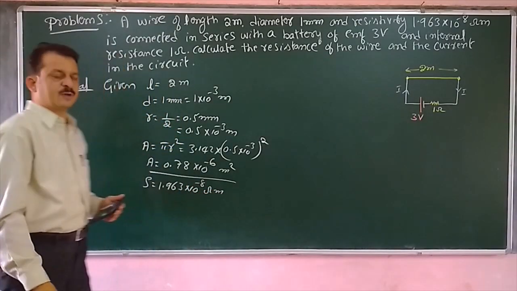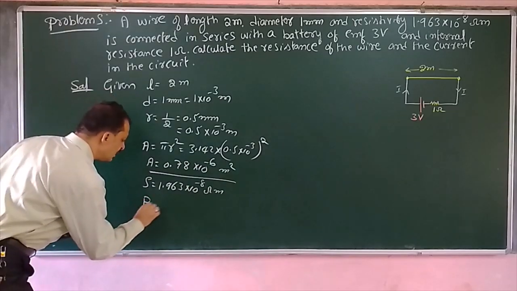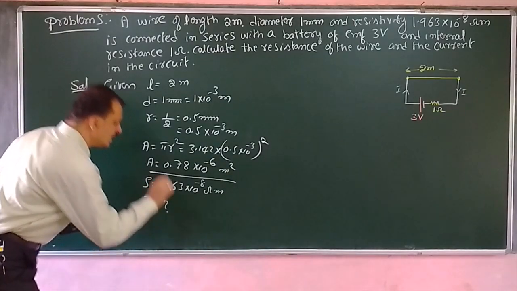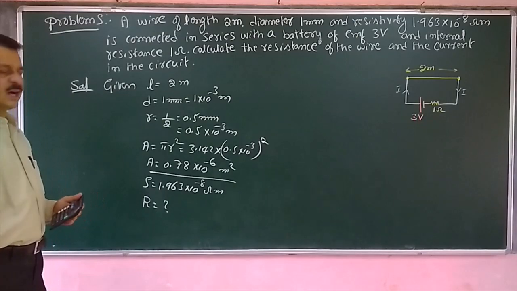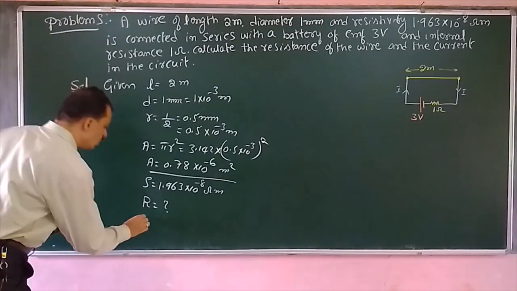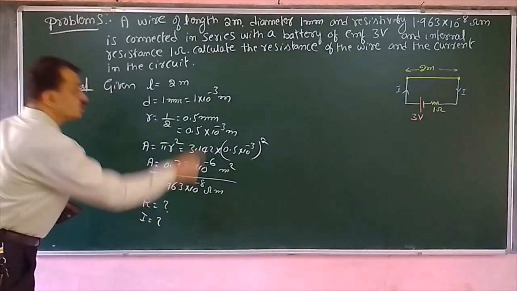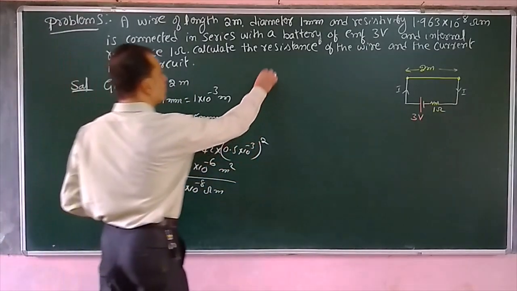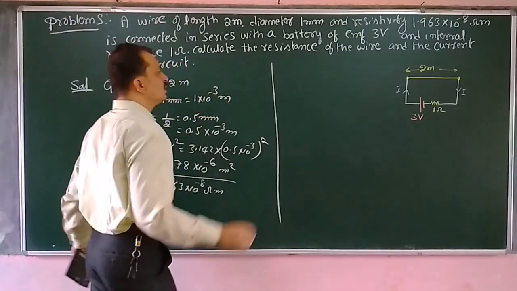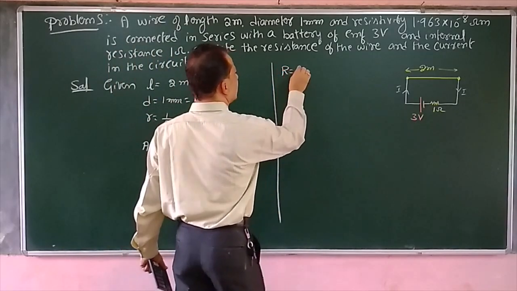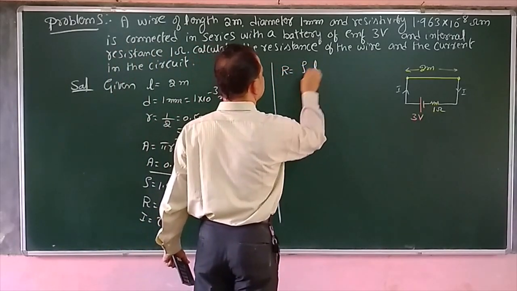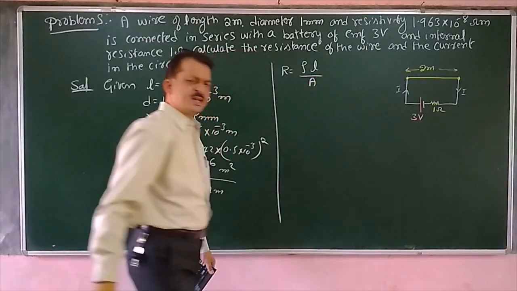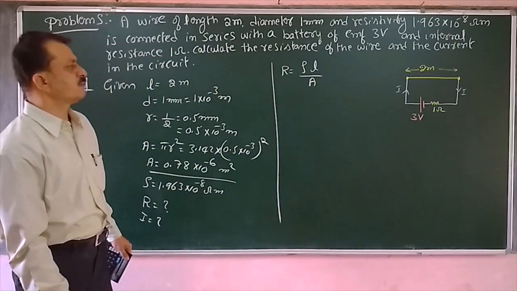That is given. Now what we are going to calculate? We have to calculate what is the resistance of the wire and what is the current flowing through that circuit. That all things we have to calculate. We know that the resistance of the wire is given by the relation resistivity length divided by area. This formula we are already familiar with.